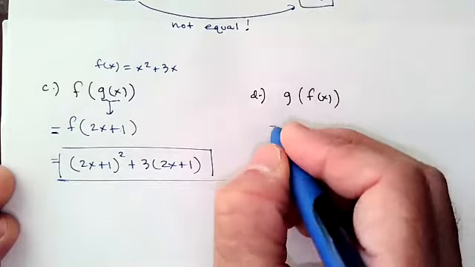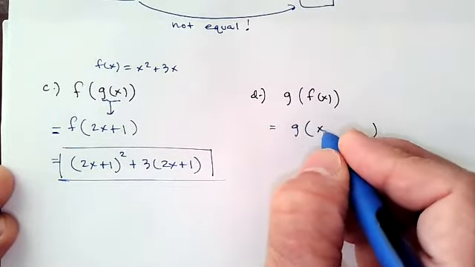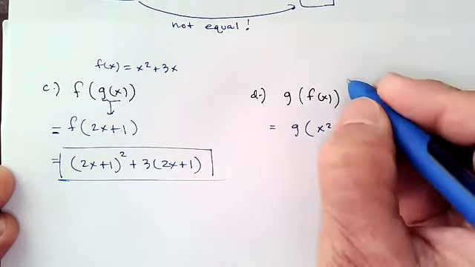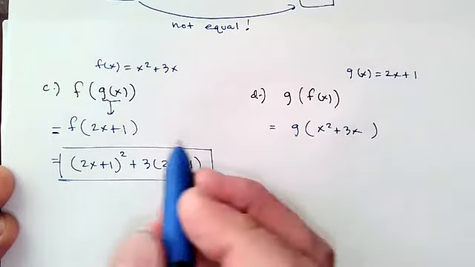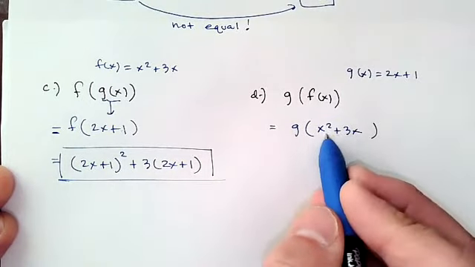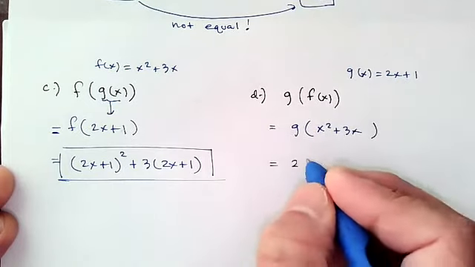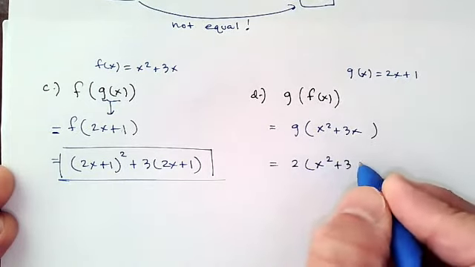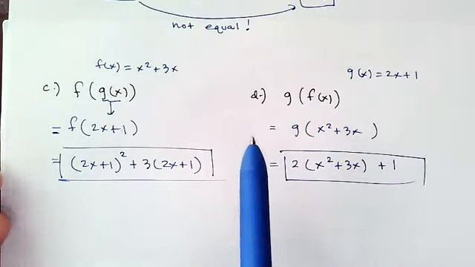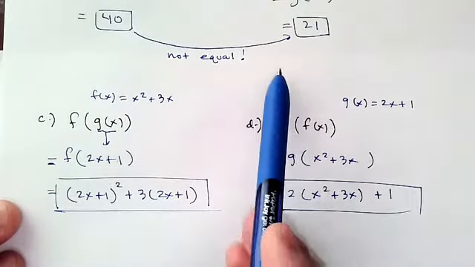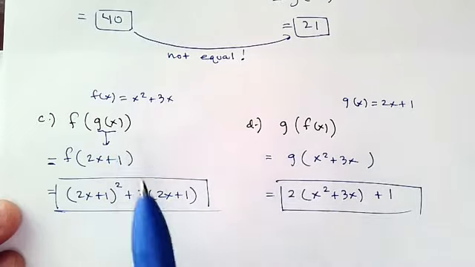g of f of x means I want to take g of the entire function f of x, which was x squared plus 3x. Reminder here, g of x was 2x plus 1. So just like we did here, I'm going to plug x squared plus 3x in for that x. That's the input. So it's going to equal 2 times x squared plus 3x, plus 1. And now you can kind of see why we weren't expecting to get the same number, because these are completely different functions, right? Depending on what order we do the composition.